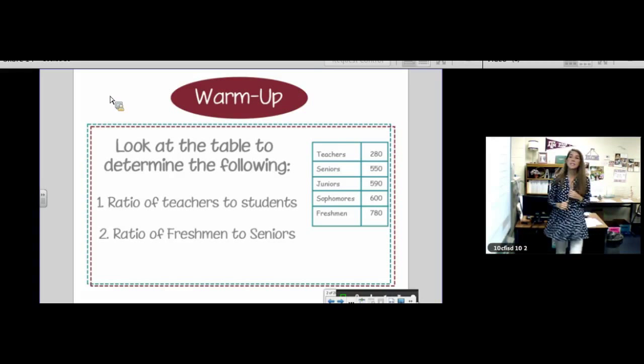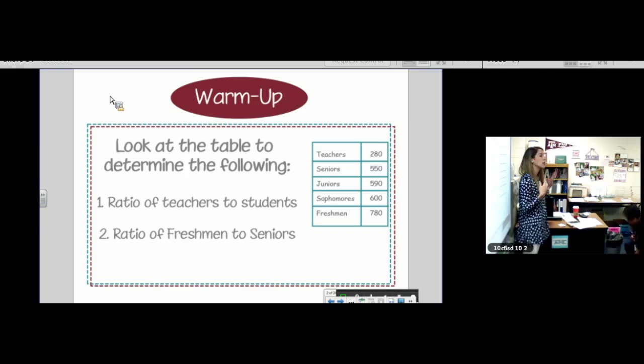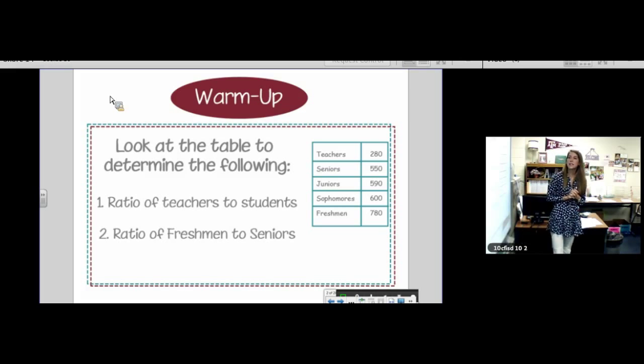The new unit's name is Similarity, and within Similarity, there's going to be ratios and proportions. You've already learned this. You learned it in middle school. You went over it again in algebra, so you're in familiar territory. So, look at the table, please, and determine the following: the ratio of teachers to students and the ratio of freshmen to seniors. I'll give you a minute to do that.